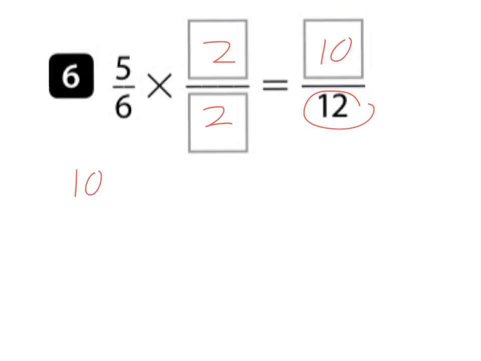Check your work. 10 twelfths. What do we divide each one of those by to get to 5/6, our simplest form? It would be 2. 10 divided by 2 is 5. 12 divided by 2 is 6.